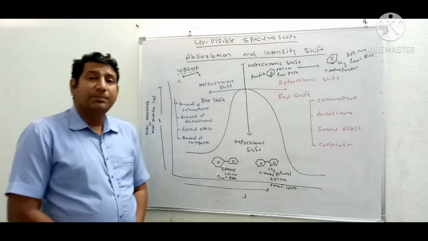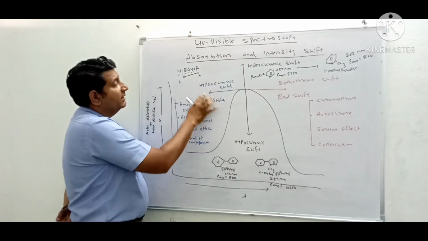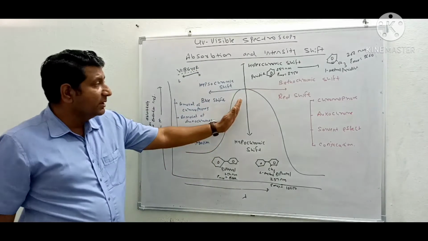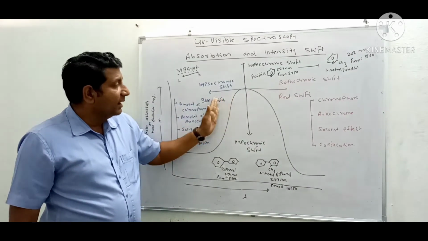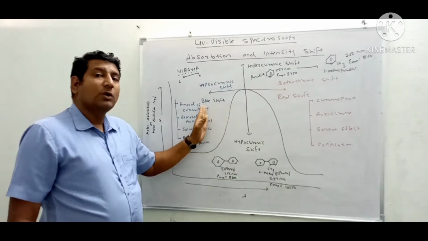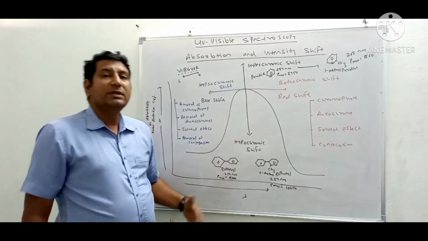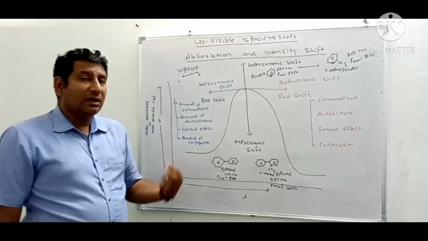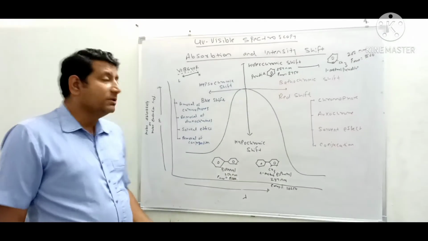Hypsochromic shift, also known as blue shift. As the name suggests, the blue shift is due to a reduction in lambda max of the compound, and now the lambda max is transferred towards shorter wavelength, that is the blue side. So we can say that in blue shift the lambda max is reduced and transferred to shorter wavelength. It is also known as hypsochromic shift.